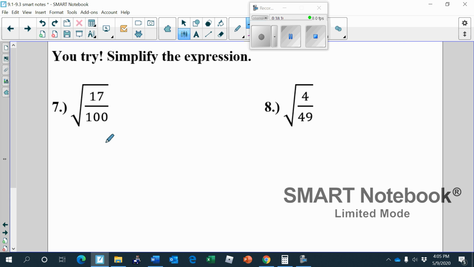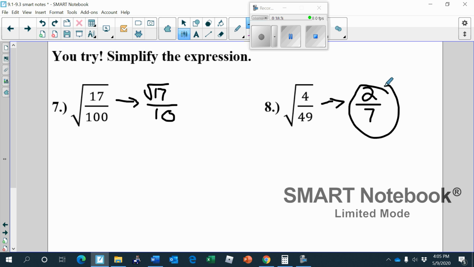And why don't you give it a try? Pause it one more time. Let's give it a try and then come back to me. Welcome back again for the last little bit. This one becomes square root of 17 over 10 is what you should have gotten, plain old 10. And the next one should be the square root of 4 is 2, and the square root of 49 is 7. And that's your final answer.